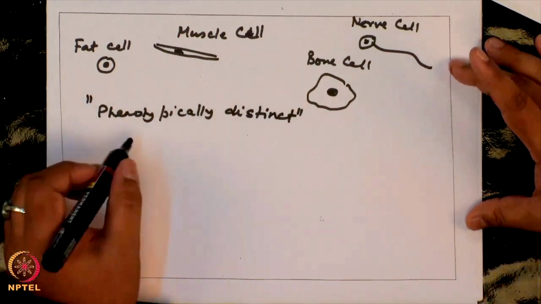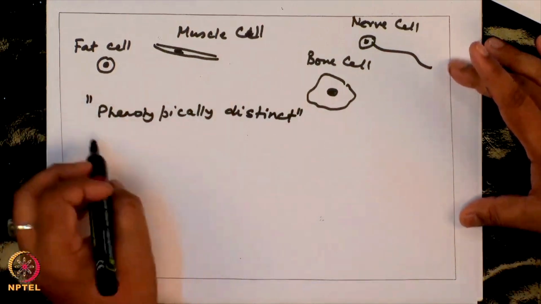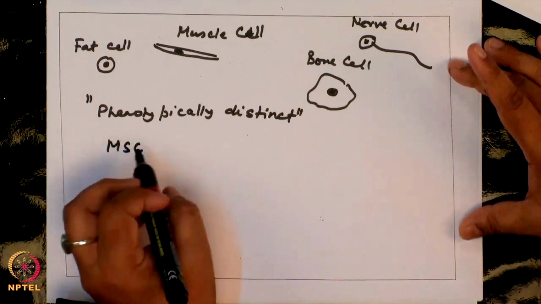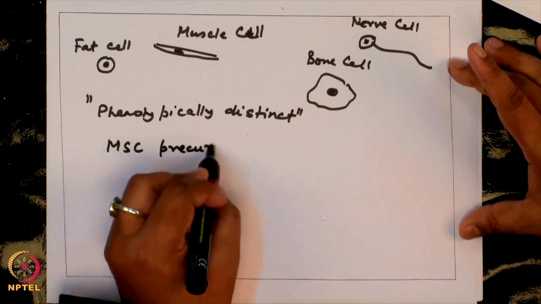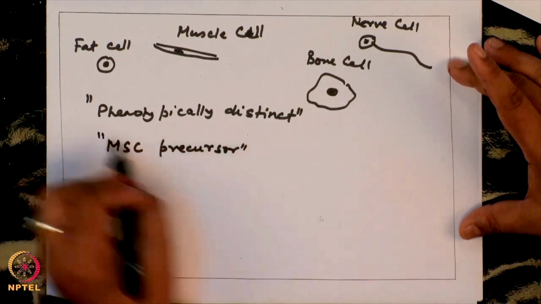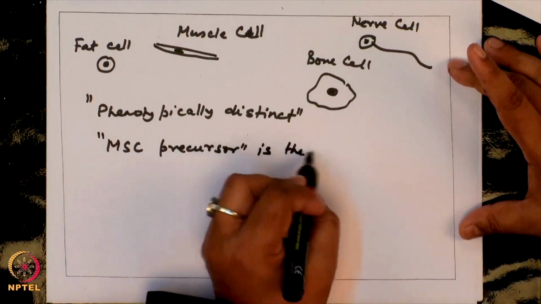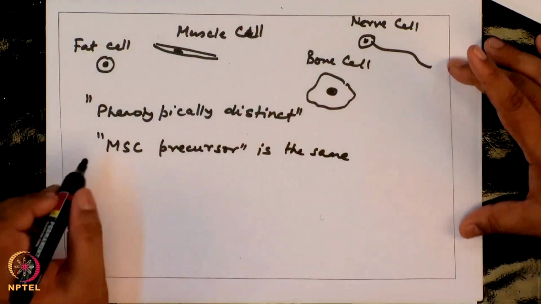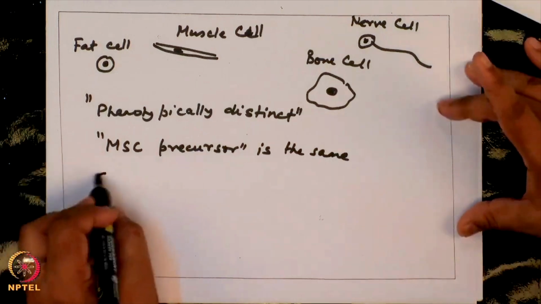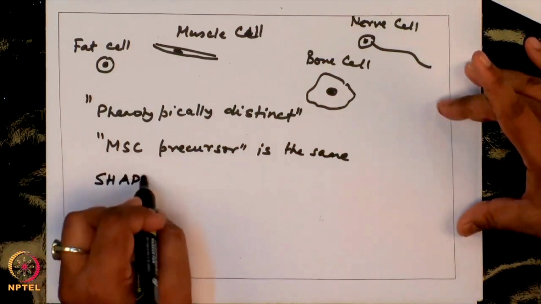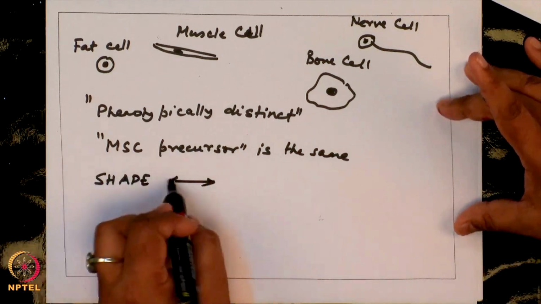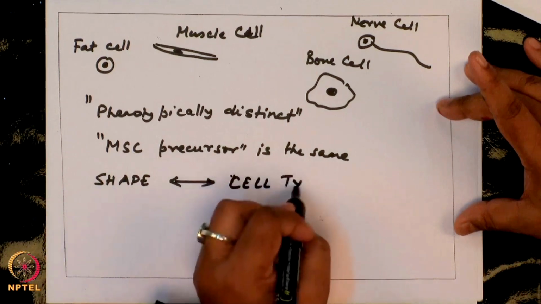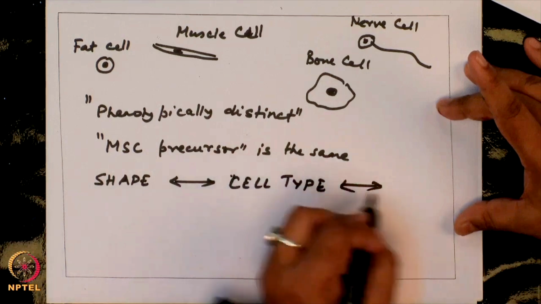Though they descend from a common MSC, you have an MSC from which they originate. So, the mesenchymal stem cell precursor is the same, but you have distinct phenotypes for each of these cells. So, in other words, shape seems to be correlated to cell type, and each of these cell types has a given function.